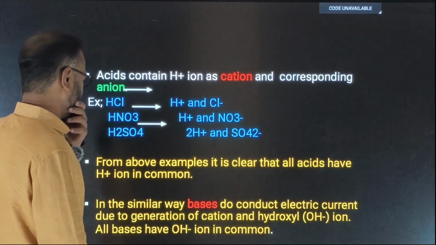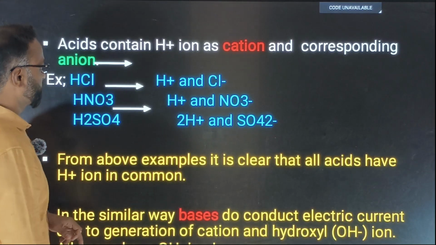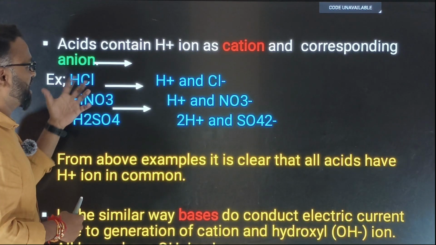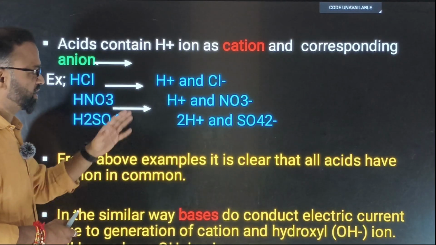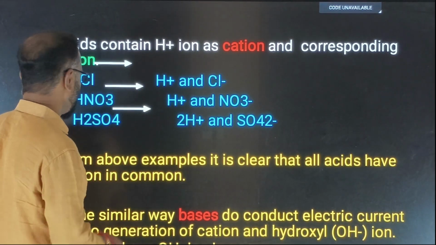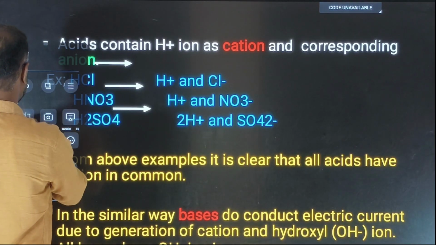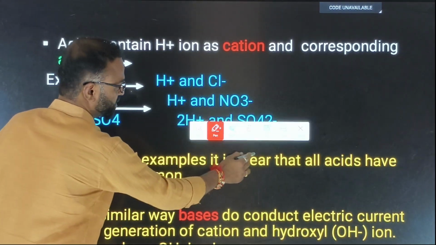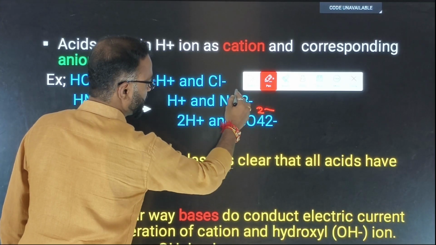See, that's what we discussed now. The same thing they are trying to tell here. You can observe very carefully that acids contain H plus ions as cations and a corresponding anion. It might be Cl minus or SO4 minus, whatever. They contain positive and negative charges. Similarly, in HNO3 they have H plus and NO3 minus. In H2SO4 they have two H plus ions and SO4 2 minus ions.